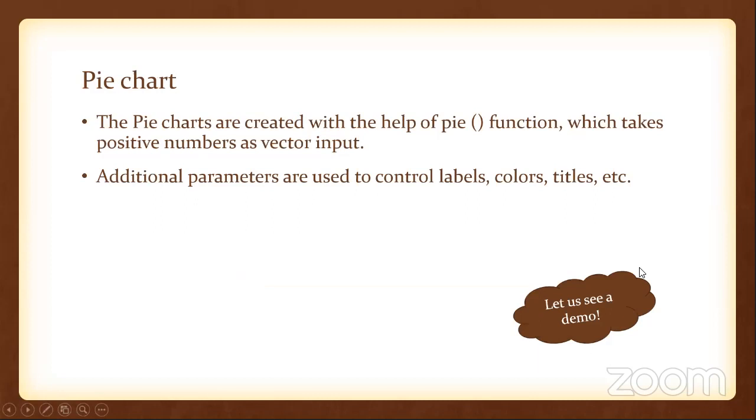First, let us discuss how to plot a pie chart. Pie charts are created with the help of a function called pie, which will take vectors as input. Based on the data you provide, it will come up with a pie chart automatically. So the pie function has several parameters we can give. You can mention the labels for your chart, you can set the colors, you can give titles, and you can set the legends also, using the various parameters available in the pie function. Now let us see how to create a pie chart in our environment.